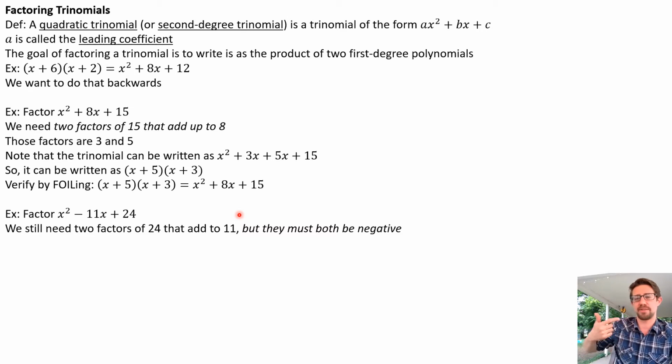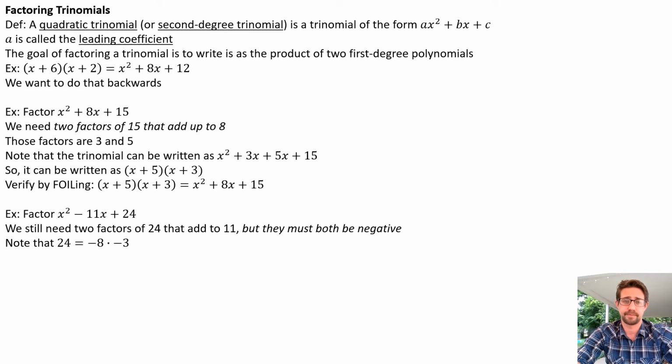So the more factors a number has, the harder it is because you have more possibilities. So it's 3 and 8, except you can't use 3 and 8 because this has to be a minus 11. So you have to use negative 3 and negative 8. And really, that's it. So your factorization is just going to be an x minus 8 and an x minus 3.